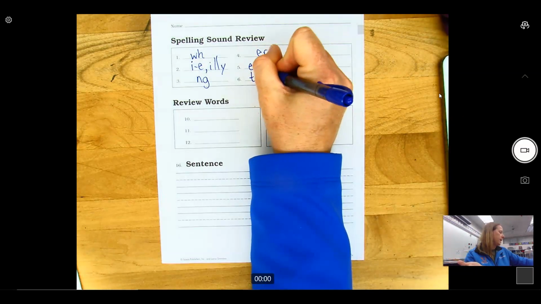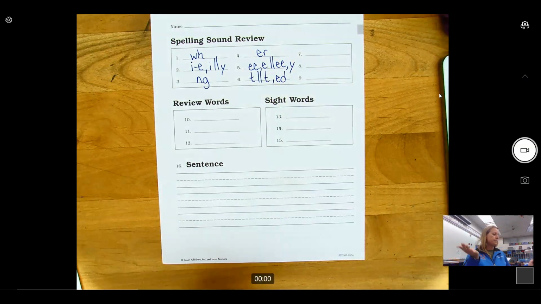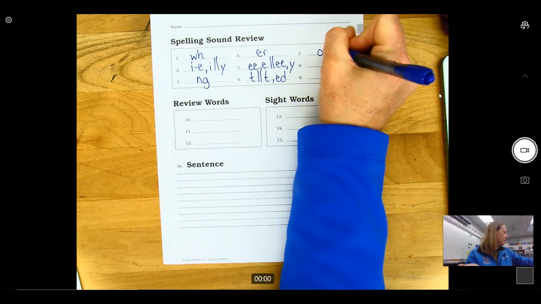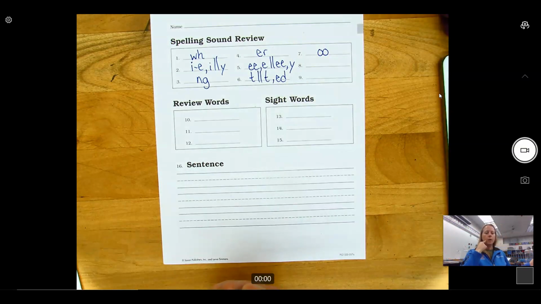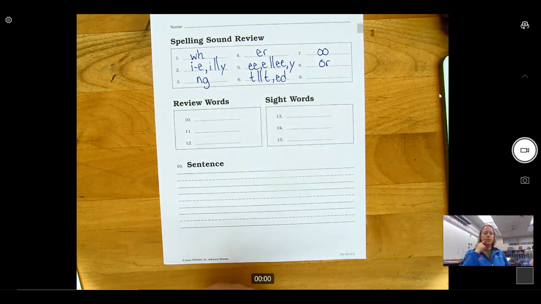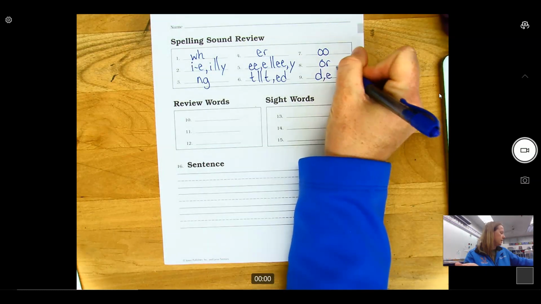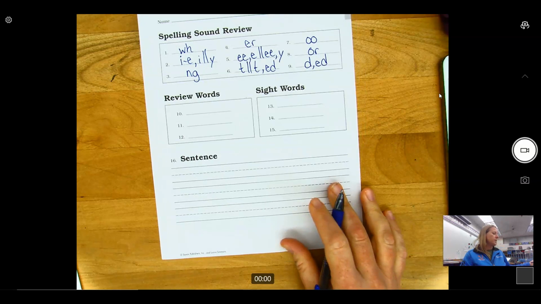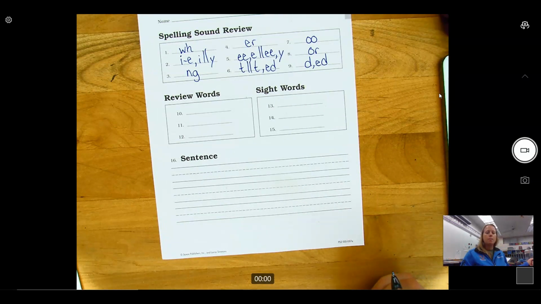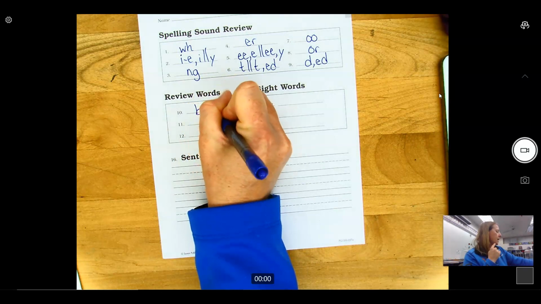T, final T, comma, E, D. O, O, or. O, R, D. D, comma, E, D. Review words, number 10, bring, B, R, I, N, G.